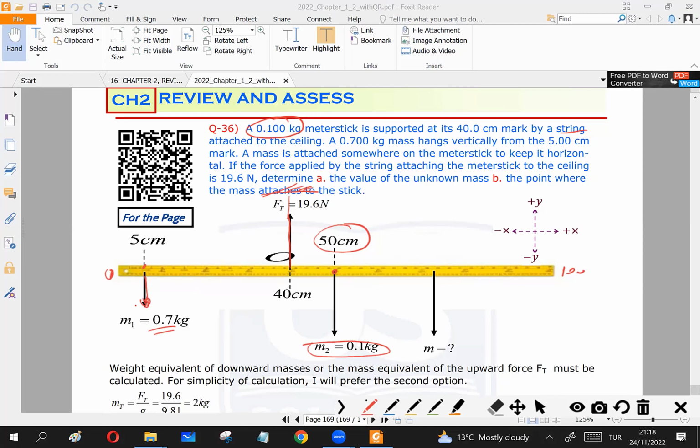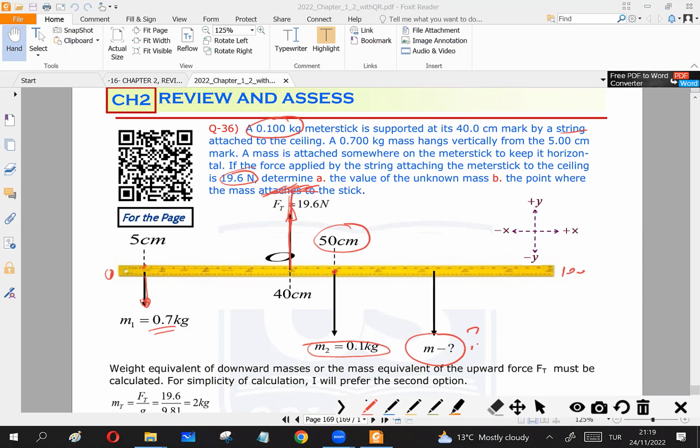Then the question says that some mass is attached somewhere on the meter stick to keep it horizontal and to provide the balance. If the force applied by the string attaching the meter stick to the ceiling is 19.6, yani we said we attached this meter stick to the ceiling, so this force in the string is tension, 19.6 Newton. Determine the value of the unknown mass. Yani a mass is unknown and attached from somewhere. How much is this mass? The question is this, to balance this meter stick.